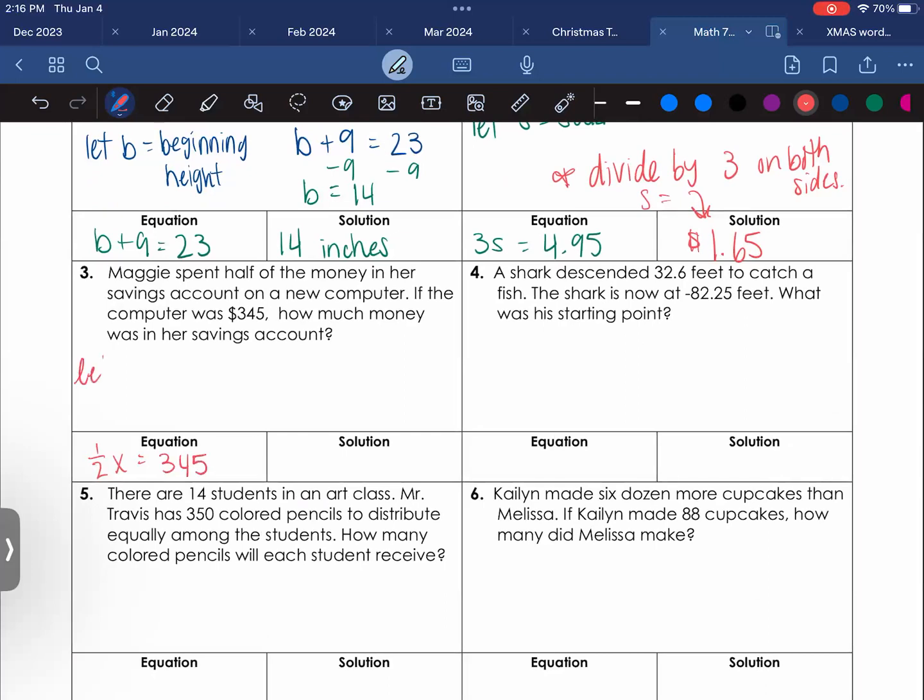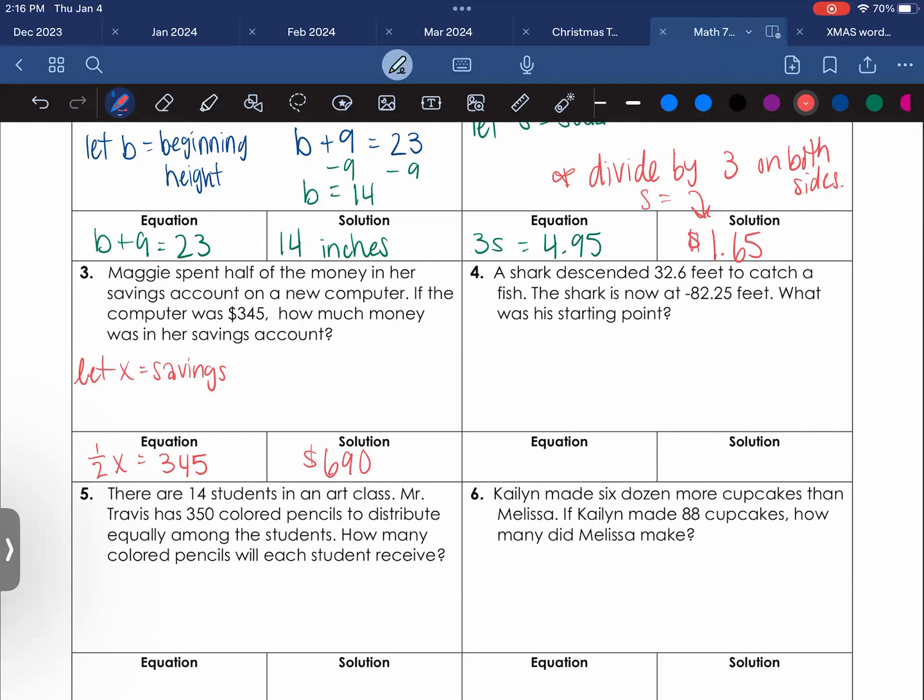So I said let x stand for my savings. And then when I divided by 1/2 on both sides, that means I multiplied both sides by 2. Okay, multiplying both sides by 2. So I got 690 as my solution.